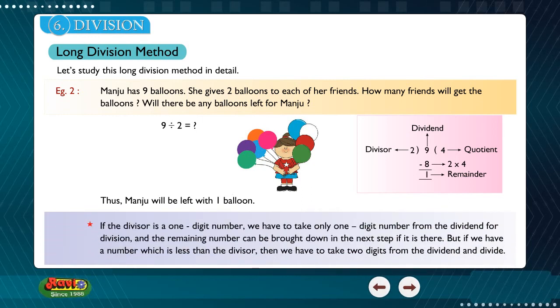If the divisor is a 1-digit number, we have to take only 1-digit number from the dividend for division, and the remaining number can be brought down in the next step if it is there. But if we have a number which is less than the divisor, then we have to take 2 digits from the dividend and divide.